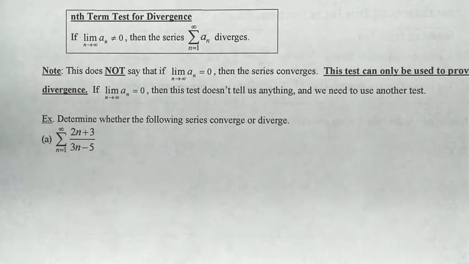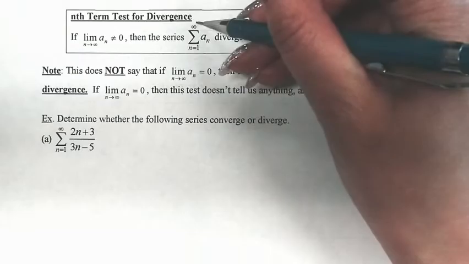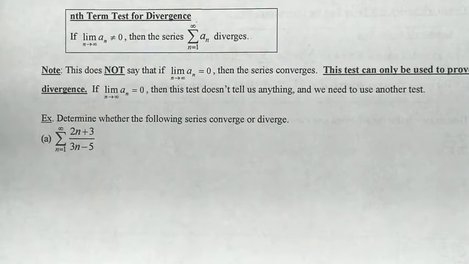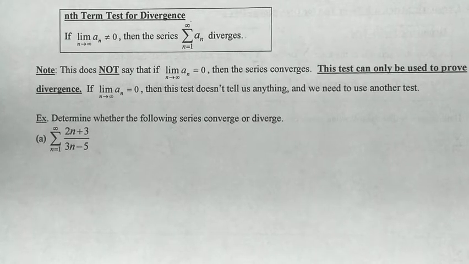The next test that we have is the nth term test for divergence. This test tells you that if the limit when n approaches infinity of the nth term is different than 0, then the series, the summation from 1 to infinity of a sub n, diverges. So this does not say that if the limit when n approaches infinity of a sub n is equal to 0, then the series converges. That's completely wrong. This test only proves divergence. This means that if the limit as n approaches infinity of a sub n is equal to 0, then the test will not tell you anything and it's useless, and we need to use another resource to conclude.